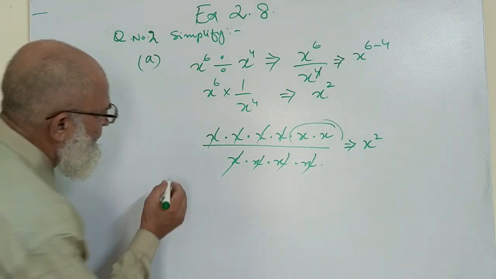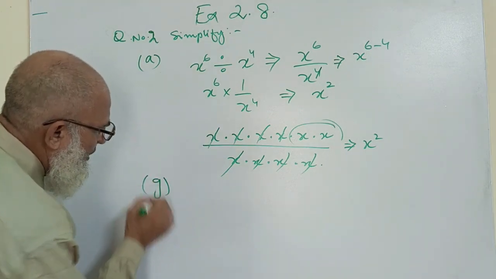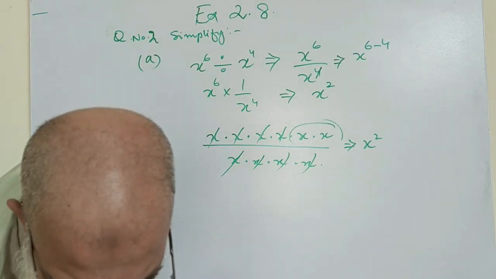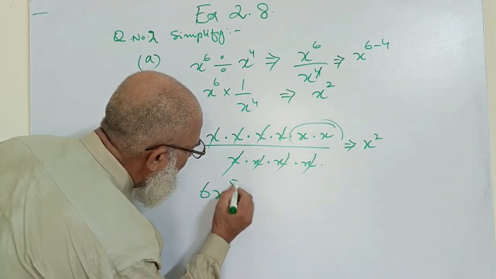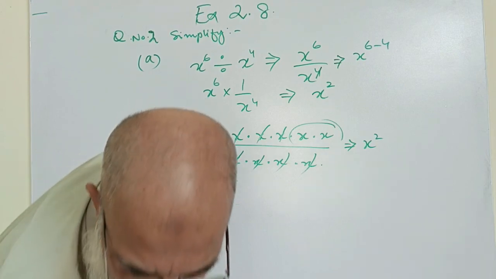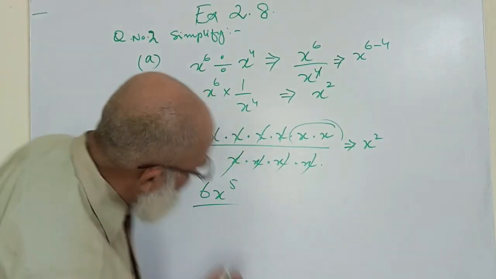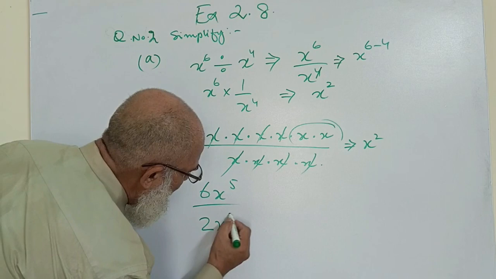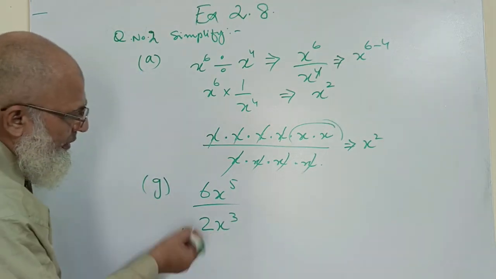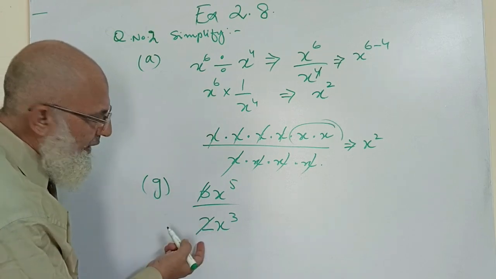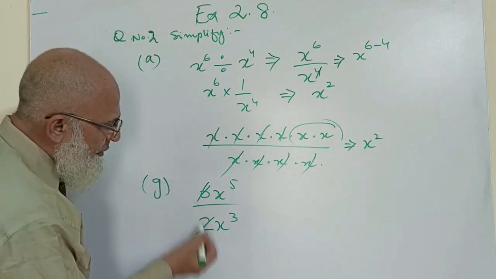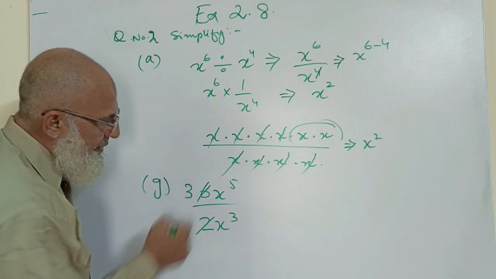Part G is 6x^5 divided by 2x^3. Now first we go to the cancelling effect of the coefficients: 2 threes are 6.